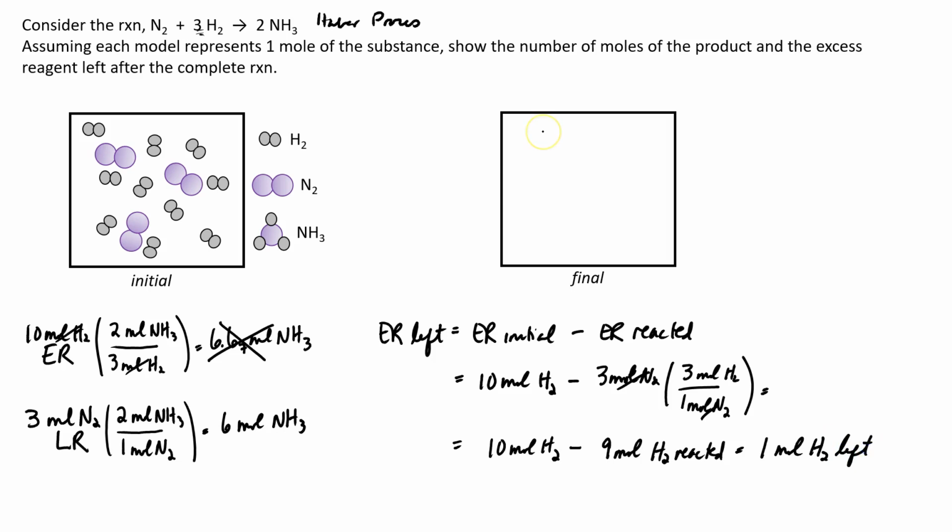So I'm going to sketch. That's the 1 mole of hydrogen left. And now I'm going to go ahead and sketch the 6 moles of ammonia. And ammonia again is NH3. I'm going to draw my 6 nitrogens. And then now I'm going to add the 3 hydrogens to every single one of these nitrogens.